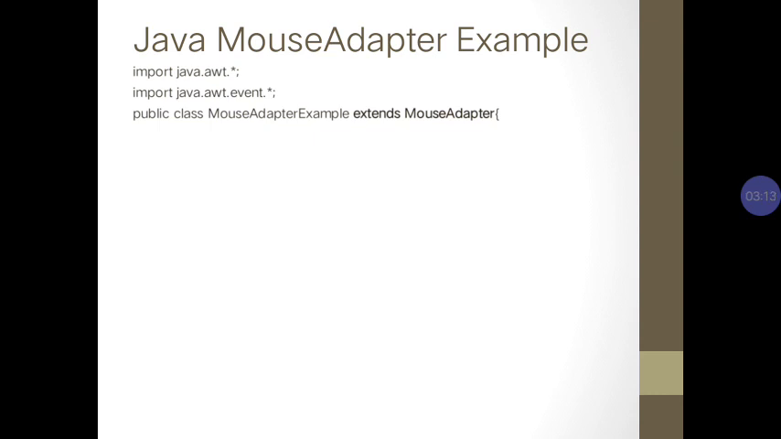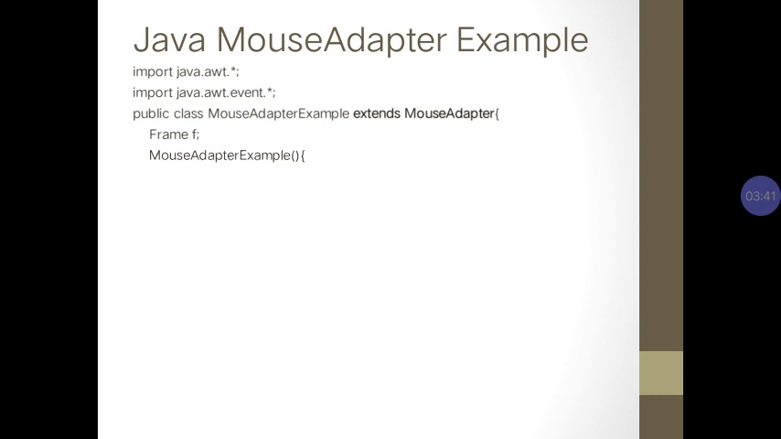Next we have written public class MouseAdapterExample, which is going to extend MouseAdapter. See friends, if we are going to use a listener interface, here we have to write implements MouseListener, but MouseAdapter is a class, that's why here we are going to write extends MouseAdapter. Now here we are going to create one object of class Frame, f.